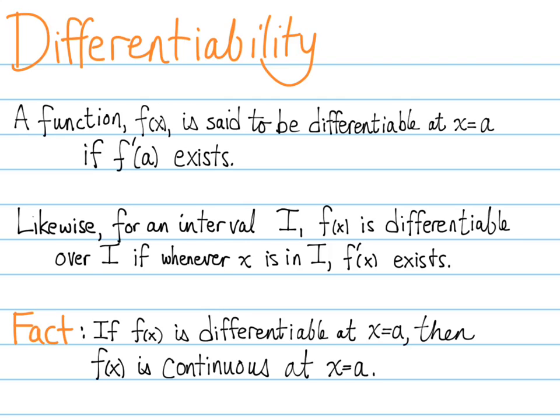And here's a bonus fact right now. In order for the limit to exist, the function has to first be continuous. There's other things that are going on, but if f is differentiable at x equals a, then the function is continuous at x equals a. So if the derivative makes sense at a, then you get for free the function is continuous there.